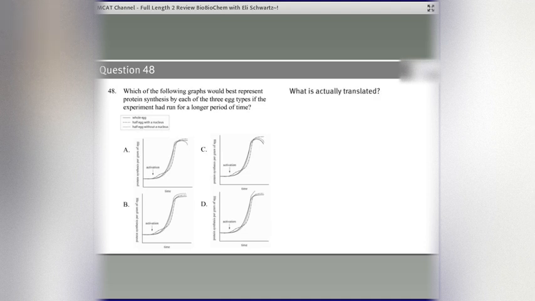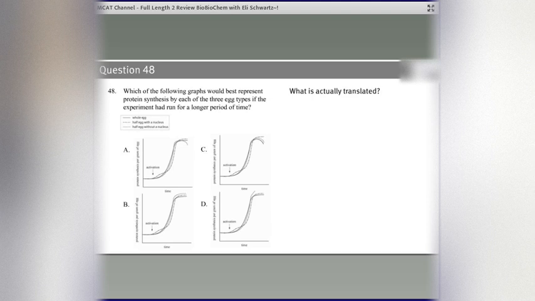So we'd have to try and figure out, okay, if we're dealing with protein synthesis, what are we really talking about? What is actively translated when we're making a protein? This is a conceptual problem, content-based problem. I pose it to you. What is being translated when we're making a protein? Yeah, mRNA. Perfect.